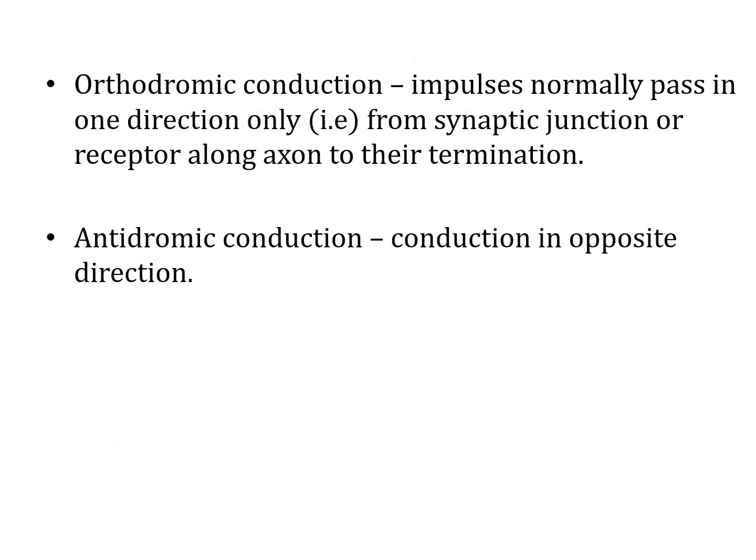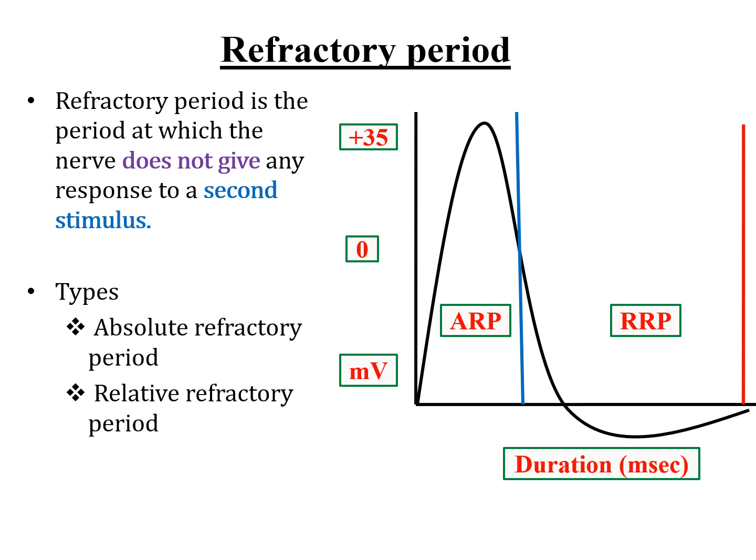Now, the impulses are always conducted in orthodromic conduction, that is, impulses normally pass in one direction only, from the synaptic junction or receptor along the axon to their termination. Antidromic conduction physiologically doesn't happen.